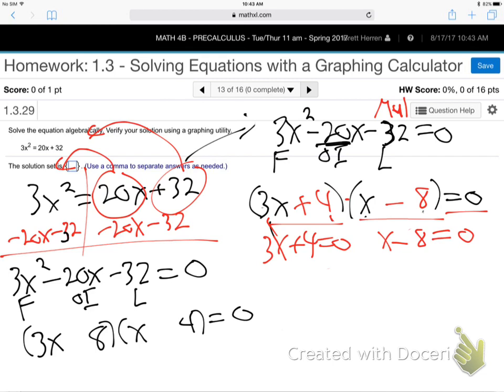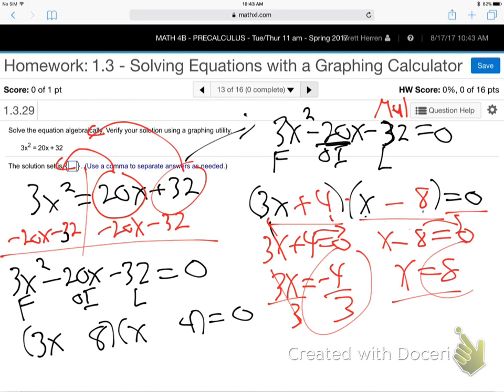So the first one's 0, solve it, jump the 4 over. 3x is negative 4, divide by 3. Jump the 8 over, x is 8. There's our two answers, negative 4/3 and 8. You could have got them out of the quadratic formula, which is easier for a lot of people, really, than all this factoring. If you wanted to just use the quad, negative b, plus or minus, that whole thing, you could do that too. That's fine with me.